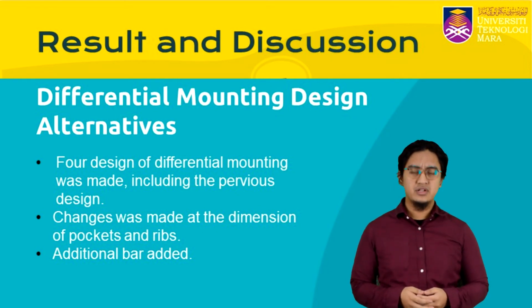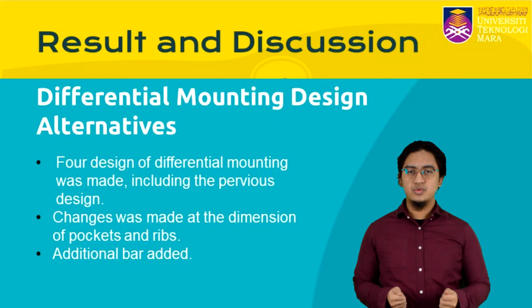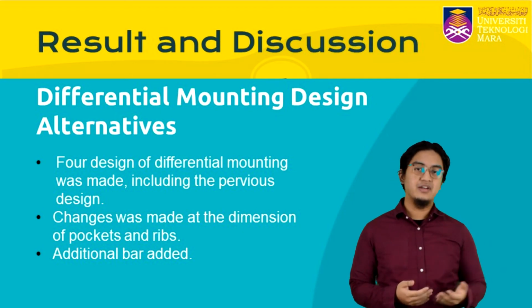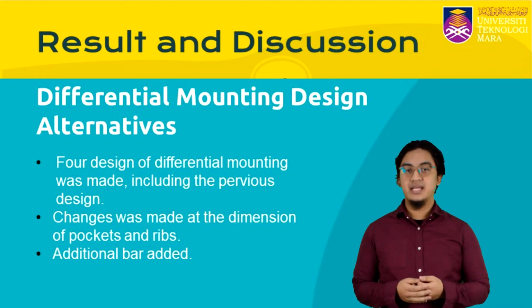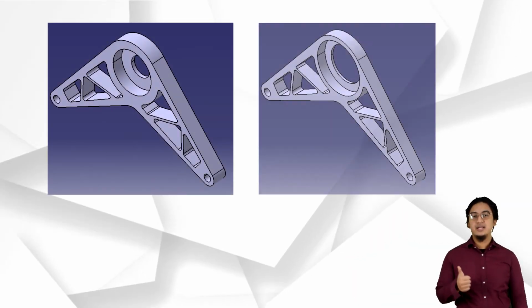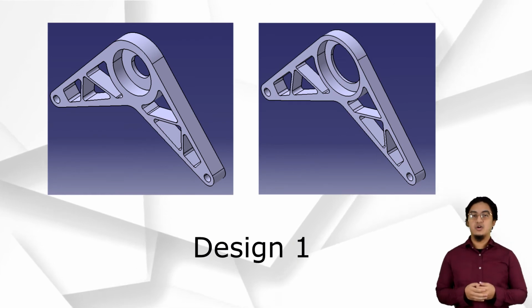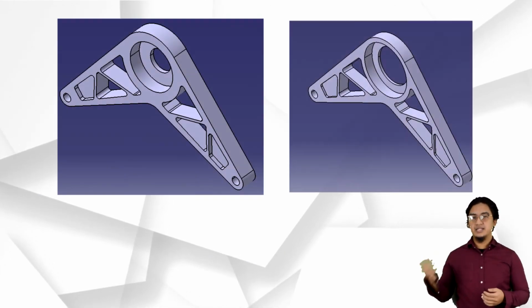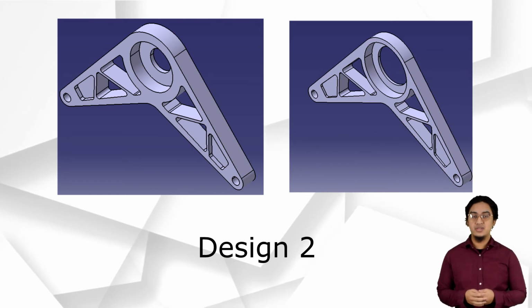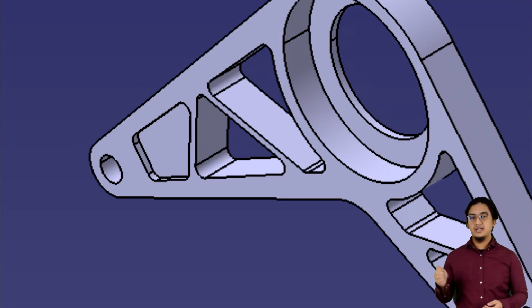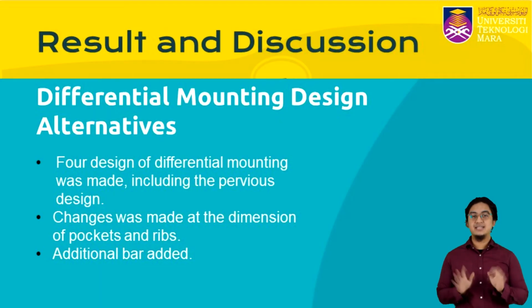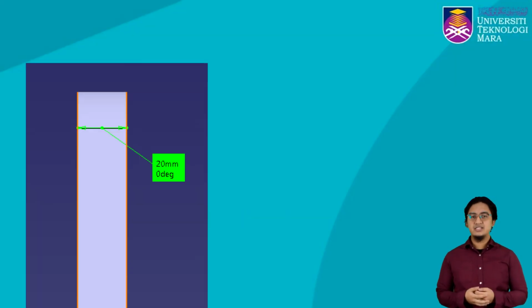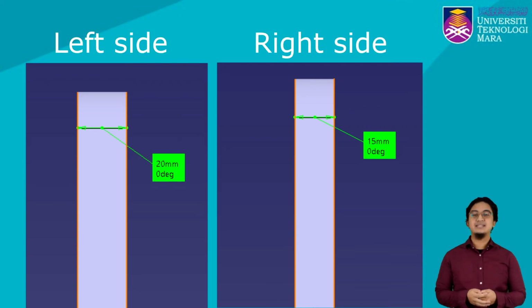Before we see the result of the analysis, let me show you the alternate designs of the differential mounting. To ease the explanation, let's name the designs. Design 1 is the previous or original design. This is design 2. It looks similar to design 1, but it's not. The pocket here at the fixed end is not cut through. It's solid here with a thickness of 10 mm. Note that the thickness of the left side and right side mounting is 20 mm and 15 mm.